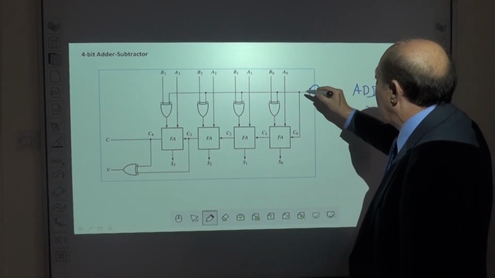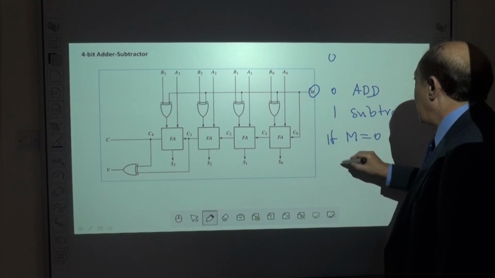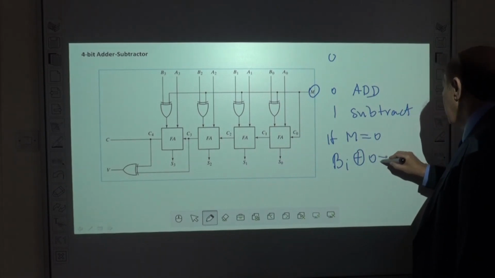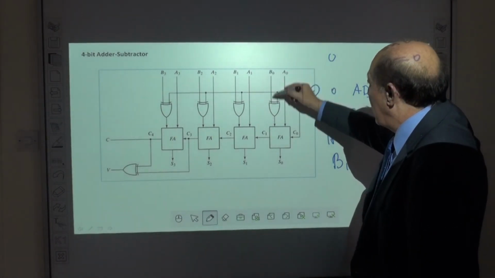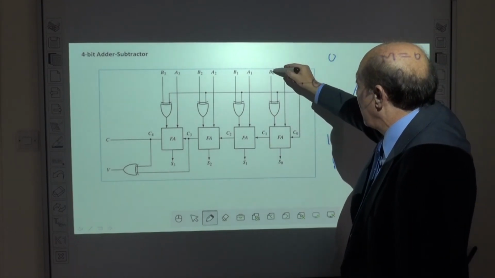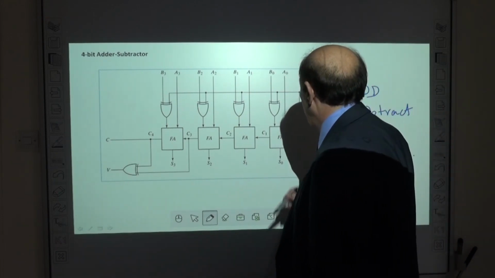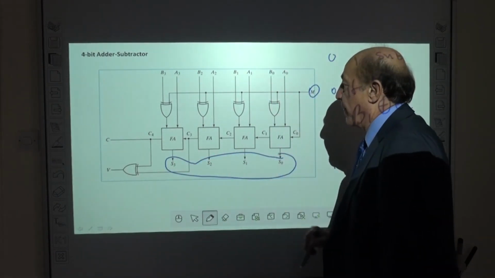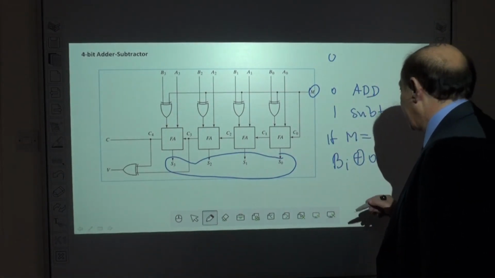If M equals 0, Bi exclusive OR 0 will not change Bi. So it works as adder. The output of exclusive OR is equal to Bi, and it works as usual as a full adder, and here we obtain the sum of the numbers.